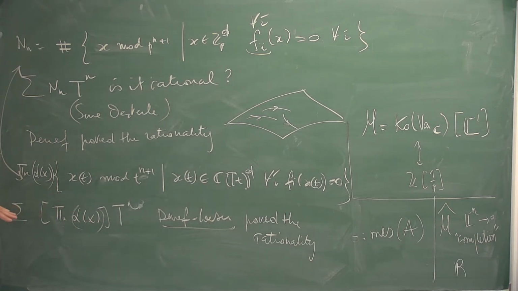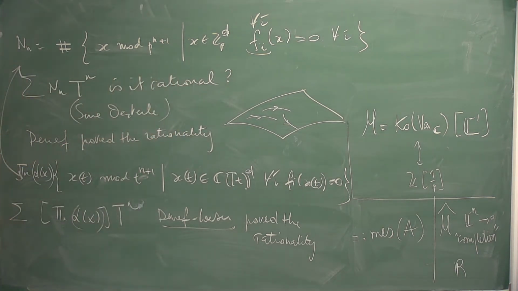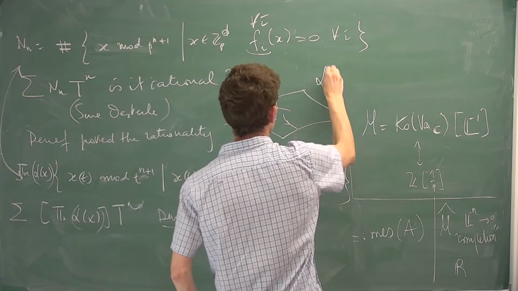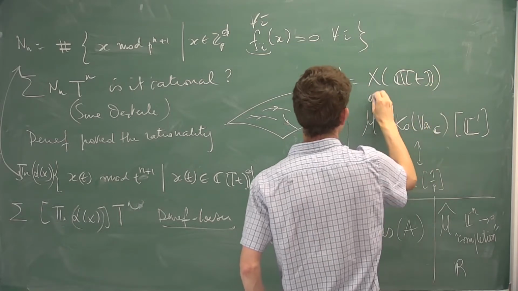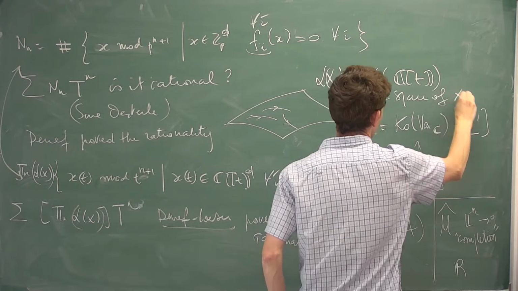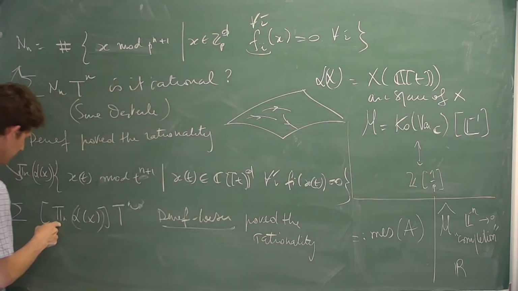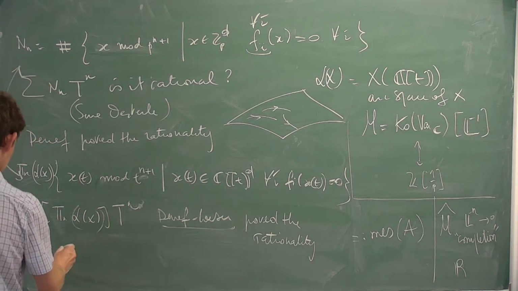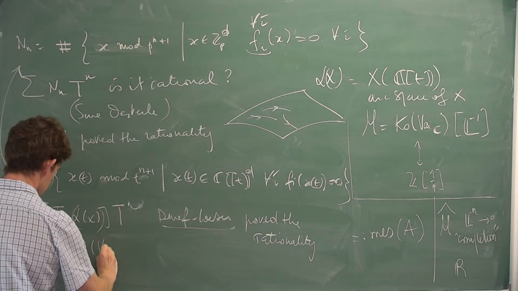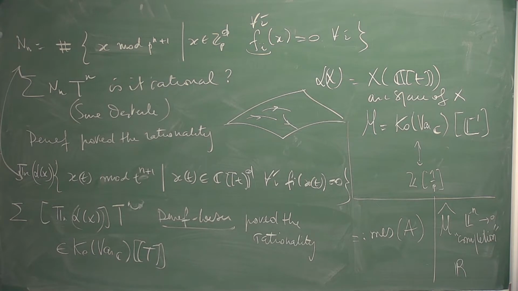So what do you mean by rationality? Say again? So what do you mean by rationality of this guy? So L of X is the arc space of X. So you look at all the C((t))-rational points of X, and P_n is the truncation. This is in this ring, right? The coefficients are in that ring. Yeah. So you have this expression with coefficients in the ring. So what do you mean by that?